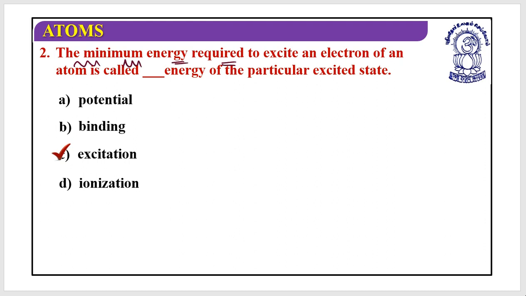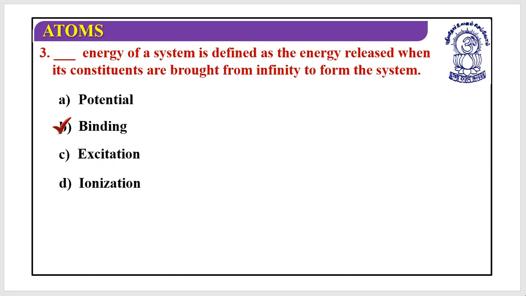Next, the minimum energy required to excite an electron of an atom is known as the excitation energy of the particular excited state. Next, it's an energy of a system. Energy of a system is defined as the energy released when its constituents are brought from infinity to form the system. Yes, it's the binding energy.